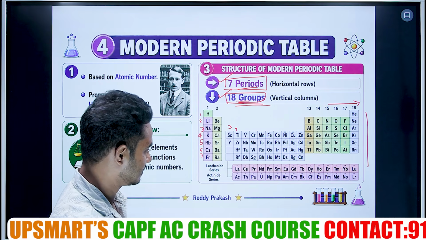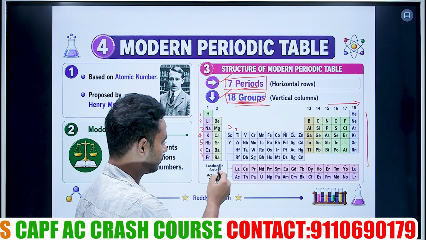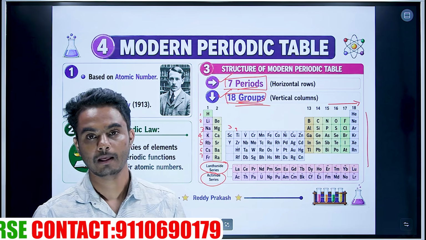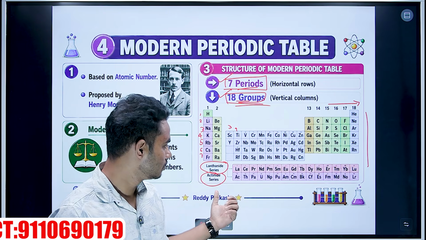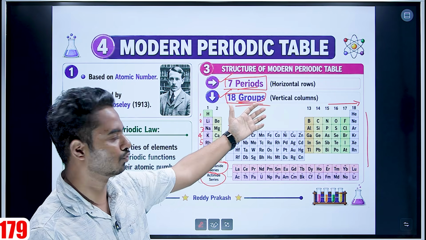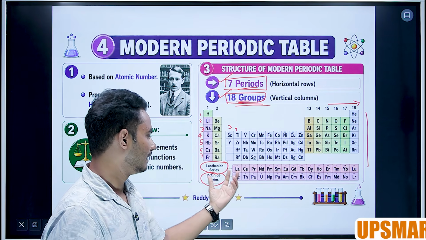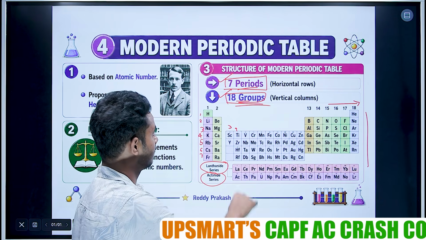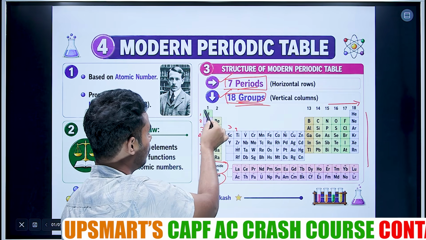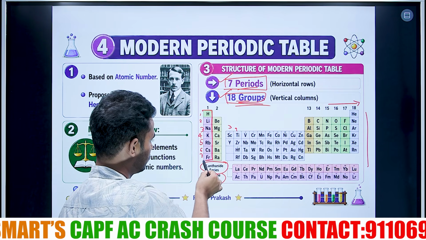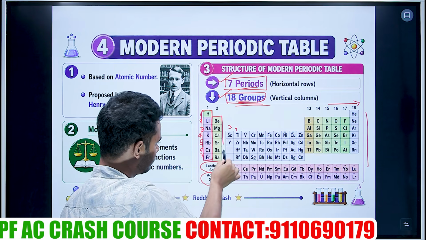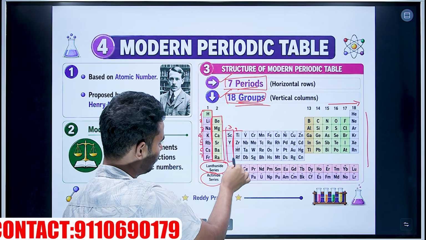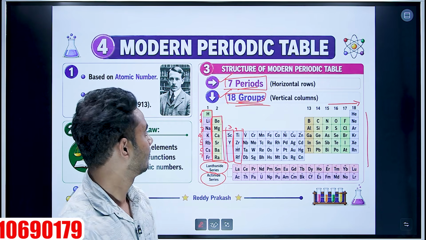Second thing, there is the extra one. Those are called the lanthanide and actinide series. Easy with this? So remember, beyond these groups and columns, there is the lanthanide and actinide series. Now, all these are separate groups: Group 1, Group 2, Group 3, Group 4. Understood?